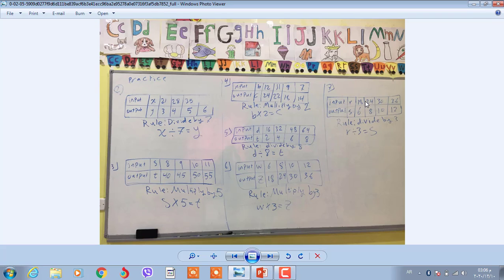Okay, question 7 we have input R and output S. The input is greater than the output because we have 18 changed to 6, 24 to 8, and 30 also. So we use divide because the input is greater than the output.